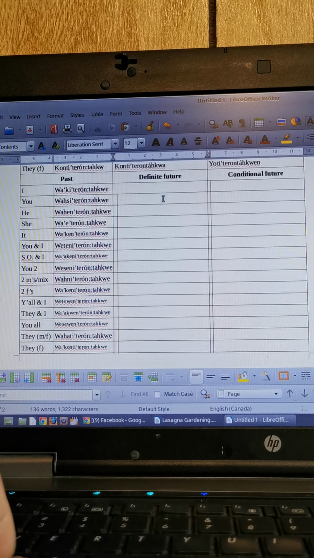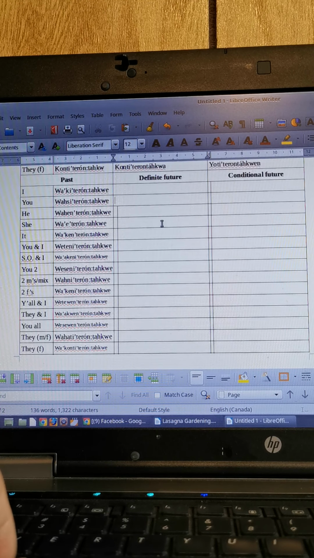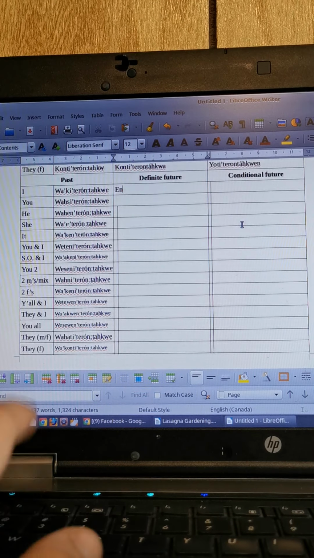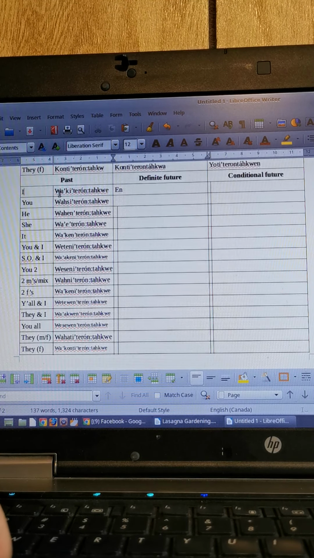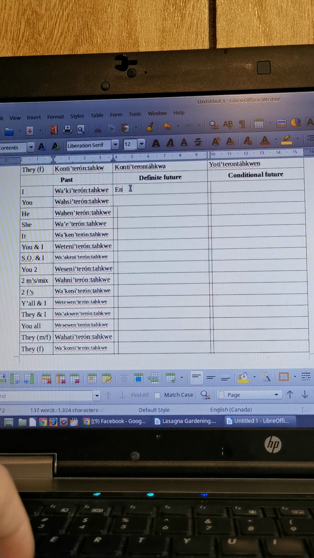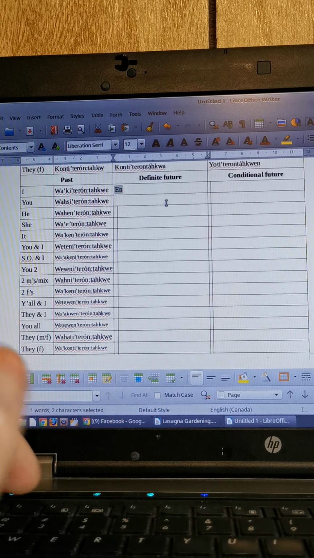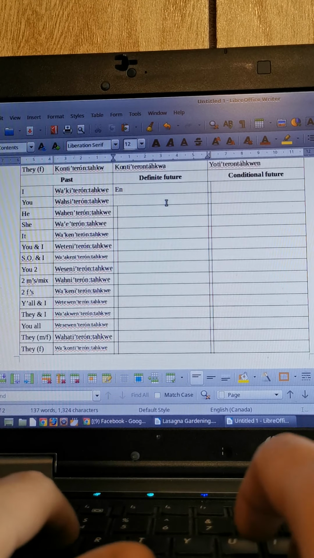Okay, so to get the definite future, you're going to add en. For the past, it was wa. You added wa to the beginning. On the definite future, you're going to add en, plus your prefix, and then the rest of the word.